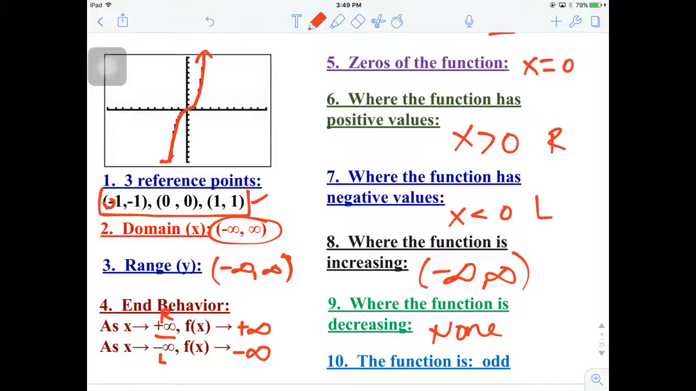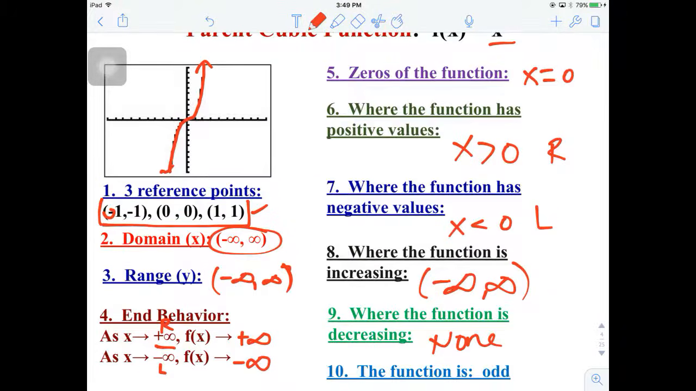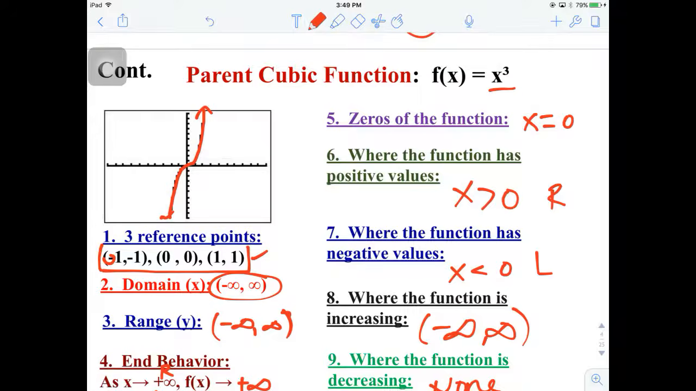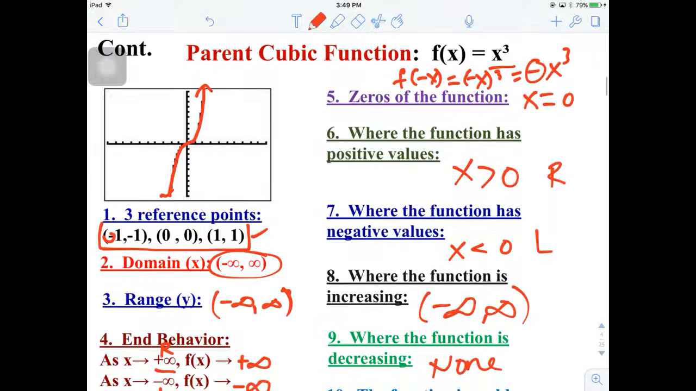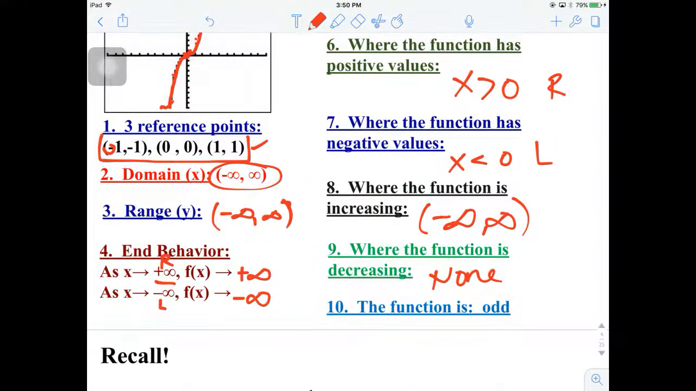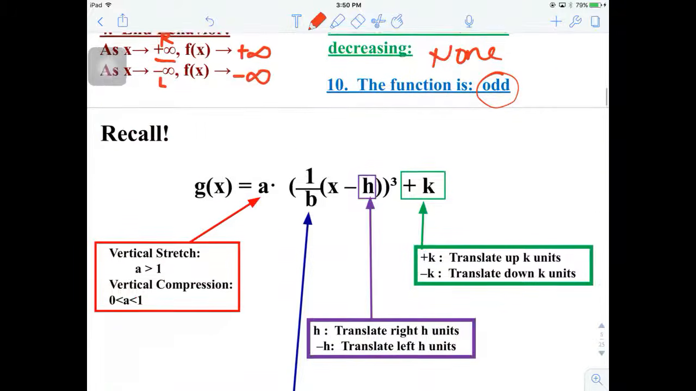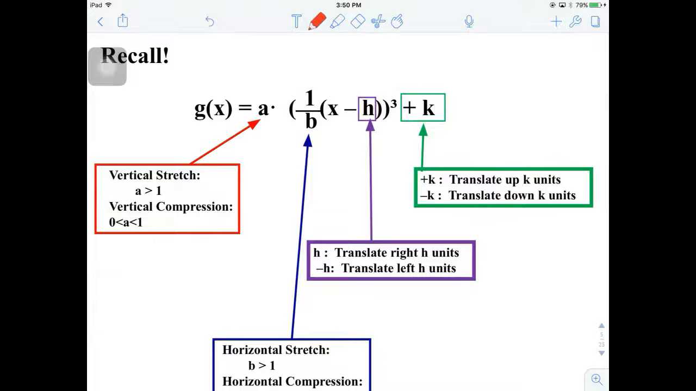And is the function odd? Yes. Remember, an odd function is when you substitute negative x into the function. If I evaluate negative x here, I'm going to have negative x cubed, and I will get a negative of the original back, so this is an odd function. Also, an odd function is symmetric across the origin, which is right here. So this is definitely an odd function.